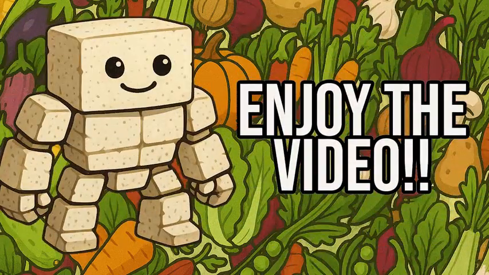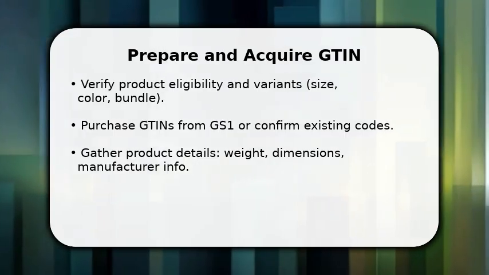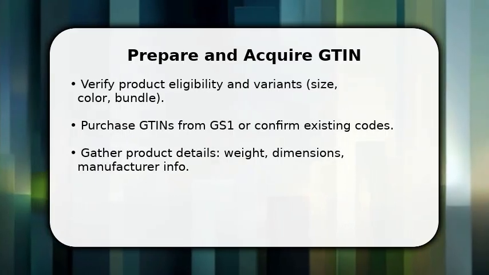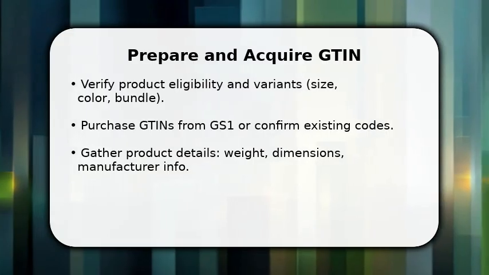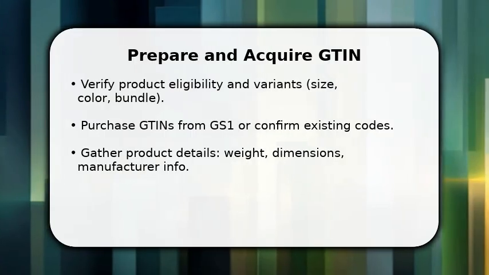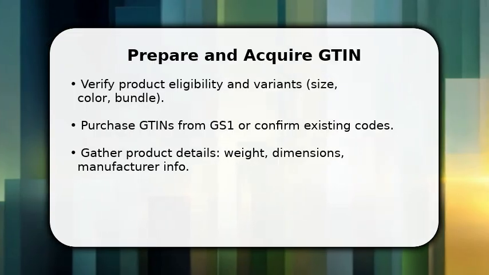Please enjoy the video. You start by securing the GTIN because without a valid code, you cannot register a barcode. First, confirm each product variant needs its own GTIN and collect dimensions, weight, and manufacturer name. Once done, buy GTIN from GS1 or confirm your existing pool. This ensures global uniqueness and retailer acceptance.